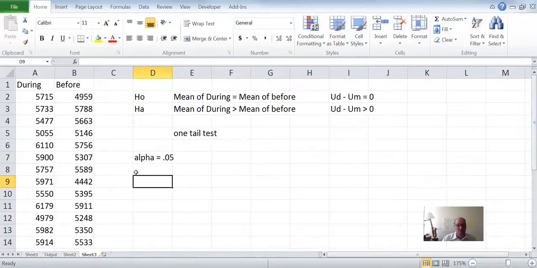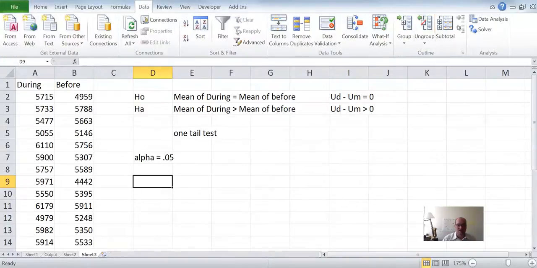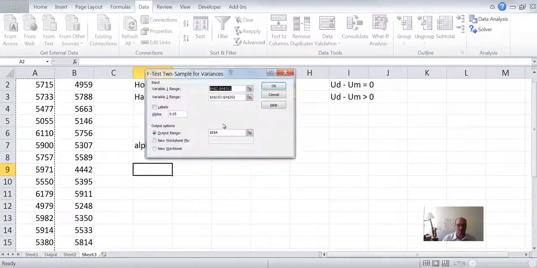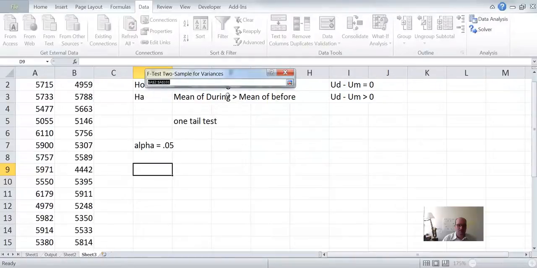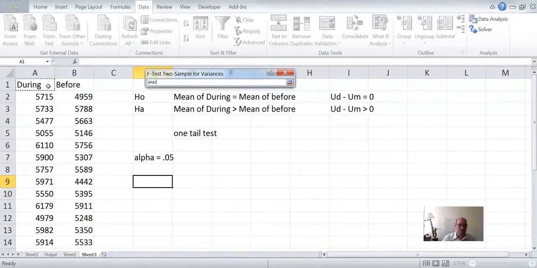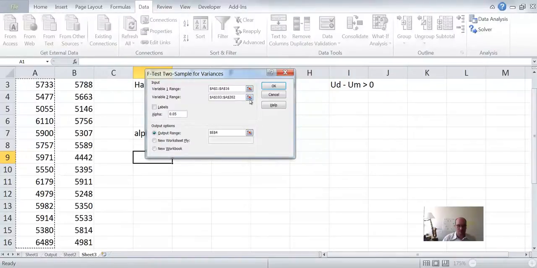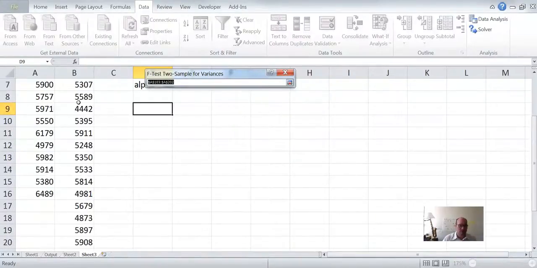So then we have to figure out whether we should assume that the variances are equal or not. So how do we do that? We first have to run an f-test to determine whether or not the variances are equal. This is pretty easy. We go to data, data analysis, f-test two-sample for variances. Click on OK. We get this little dialog box. Click on the first one here for our first sample, and highlight the during. Hit enter. Variable 2 range.